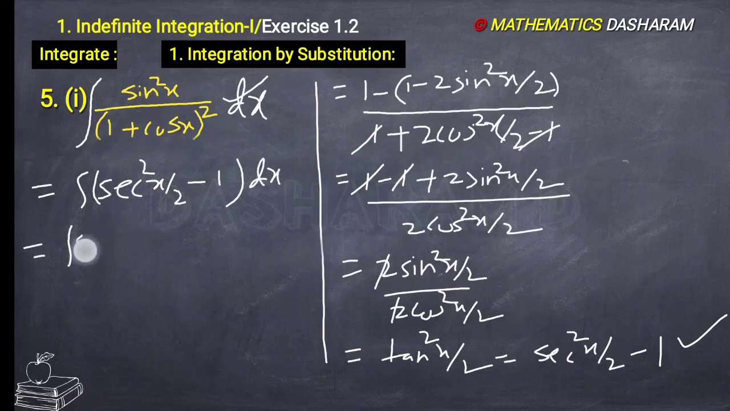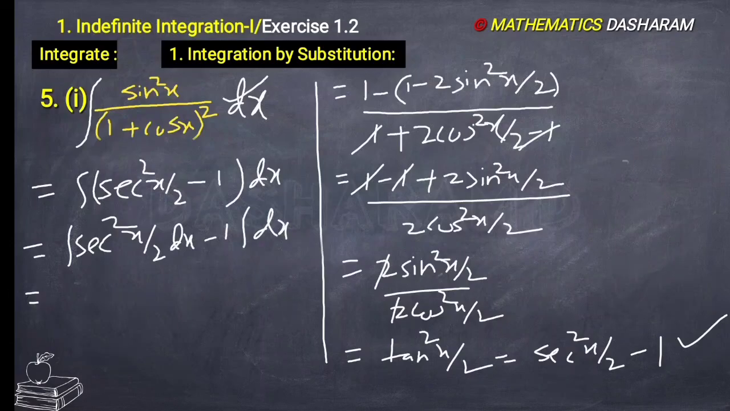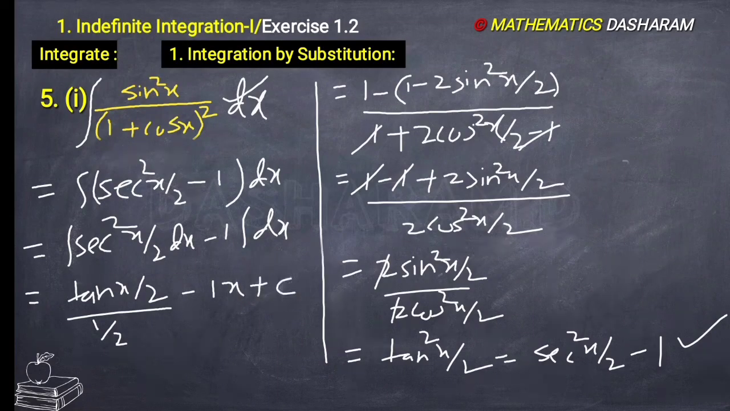So now apply the integration for each term separately. Integration of secant square x by 2 dx, minus integration 1 dx. Now the integration of secant square x by 2 is tan x by 2 divided by the differentiation of x by 2, because it is a function of a function. That is why the differentiation of x by 2 is 1 by 2. Minus 1 into integration of dx is x, and add one constant c. Then it equals 2 tan x by 2 minus x plus c, which is our required answer.